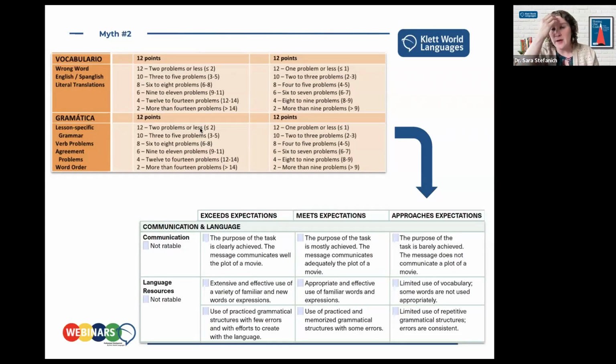Versus the rubric that you see on the bottom, which is an example of a proficiency holistic style of rubric. We don't see any numbers about errors here. It's on a scale of exceeds expectations to approaches expectations. And we see language in those categories. For instance, under exceeds expectations, language resources, it says use of practiced grammatical structures with few errors and with efforts to create with the language. So the fact that students are going to produce errors is a part of exceeds expectations, which is a very marked difference from the rubric above.